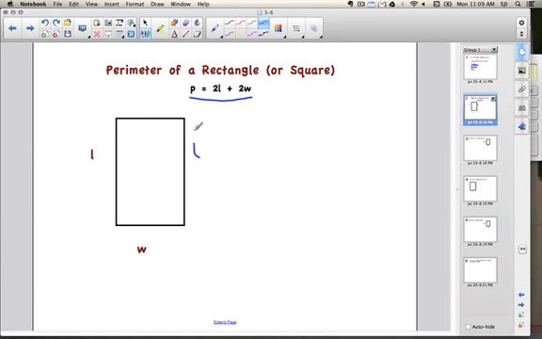And then for the width part, we have one width here and the other width is directly across from the rectangle. So one way to figure out this part is to do W plus W, or you could represent it as 2 times W. So another way to look at this formula would be P equals L plus L plus W plus W. Both of these equations are the same. I'm going to use this one because it's a little less writing, even though they're the same thing. So this is to figure out the perimeter, the distance around the outside of a shape.